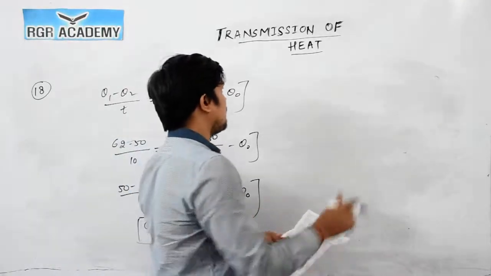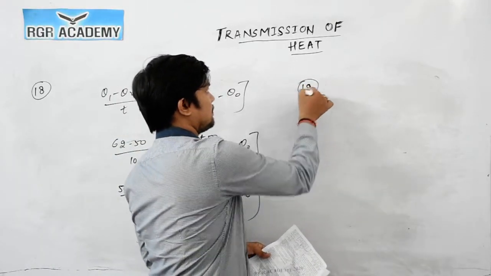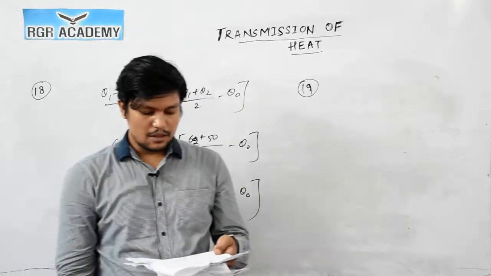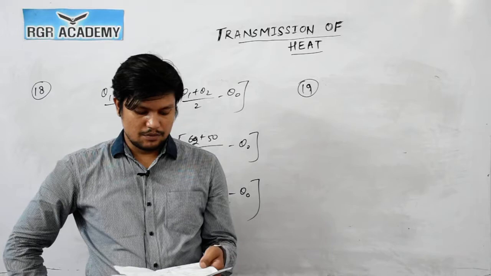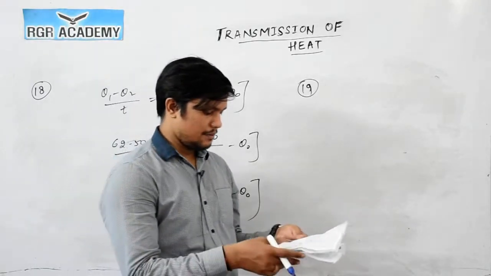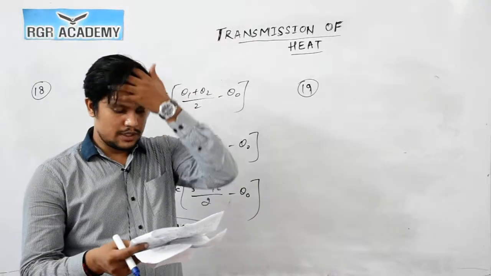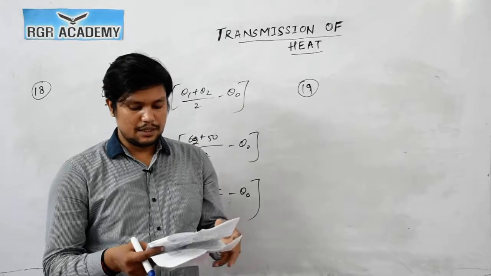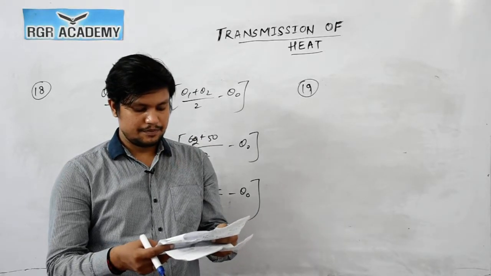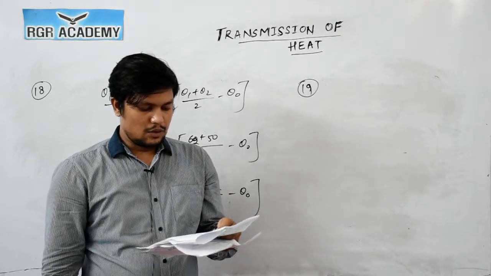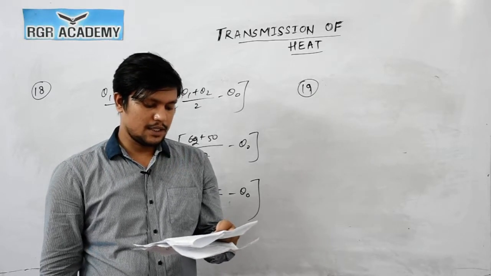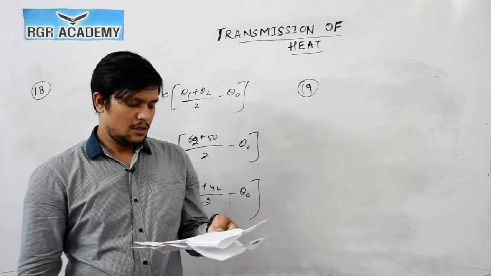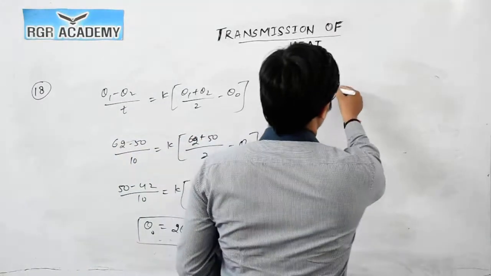In question number 19, a sphere and a cube of the same material and the same volume, so the material is the same and the volume is also the same, are heated up to the same temperature, so the temperature is also the same, and allowed to cool in the same surrounding. The ratio of the amount of radiation emitted will be, so Q sphere by Q cube they are asking.